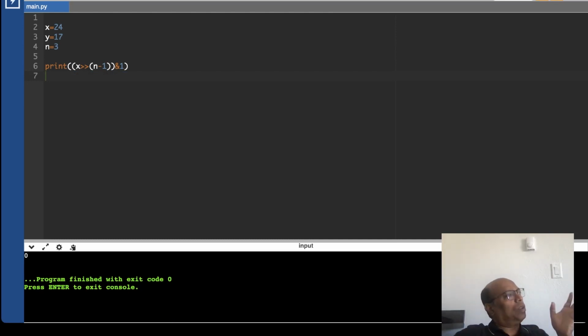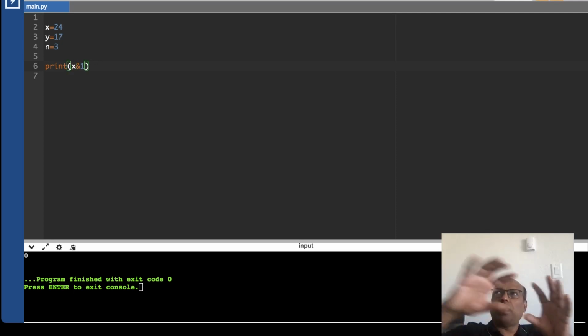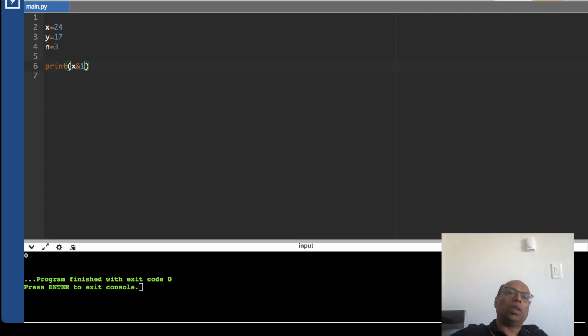I want to find whether the number is odd or even. If you want to find whether the number is odd or even, what do you need to do? If the first bit is 1, the number is odd. If the first bit is 0, the number is even, right? So simply write X and 1. If the last bit of the binary form of X is 0, 0 and 1 will produce 0, which is even. 1 and 1 will produce 1, which is odd. To check, put 25 and see. Got it?